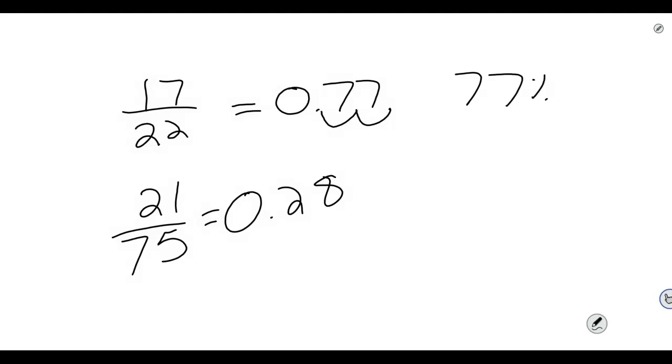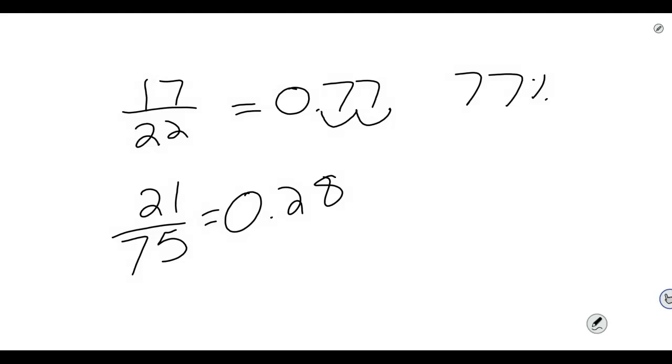Okay? If that were a test, 22 questions, you get 17 right. Is that a good score? Right? Does that answer make sense? It's above 50%. So that answer makes sense. Now what about 21 over 75? How do we go from that fraction to a percent? Explain the whole process. Go over the whole process. You're given the fraction 21 over 75. What are you going to do?